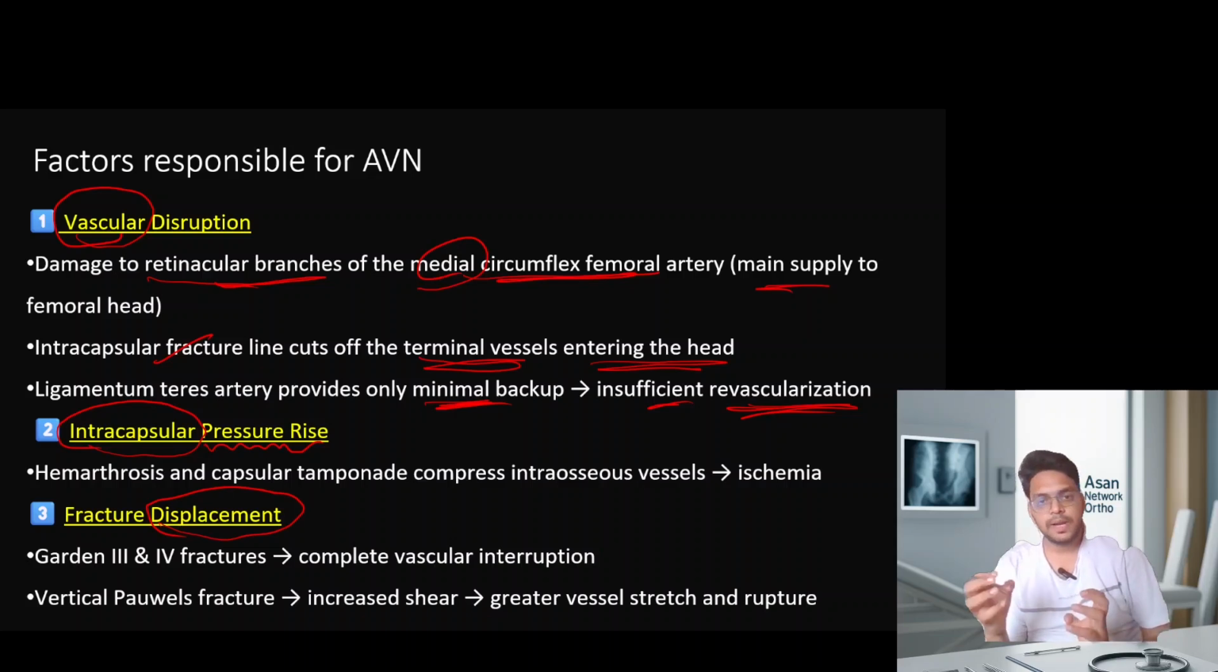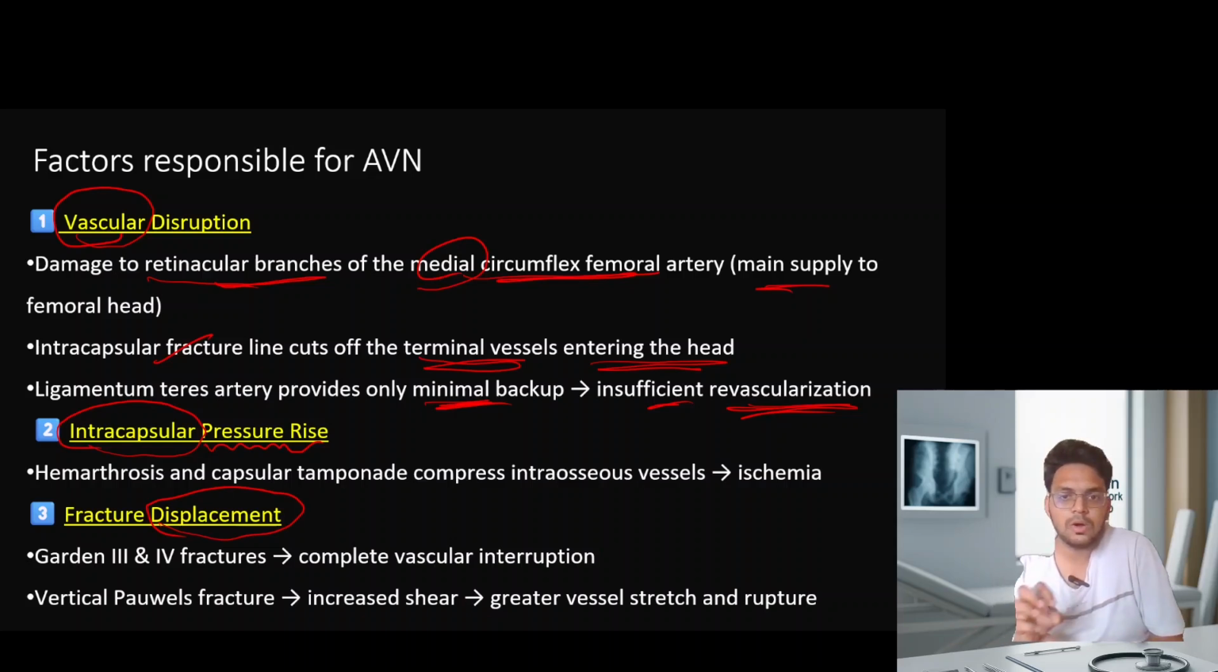Till the capsule expands, it can accumulate the hematoma or the fracture fluid, that is the fracture blood coming out. Once the capsule is tightened and there is no space left, the pressure is sent towards the terminal vessels in the intraosseous region. Within the head, the pressure affects the intraosseous blood vessels. These intraosseous blood vessels will get compressed because of this tamponade effect, and this will lead to ischemia of the femoral head.